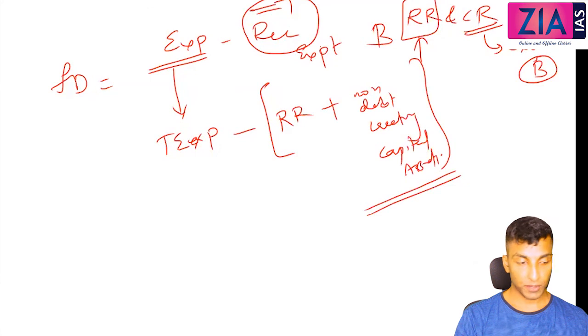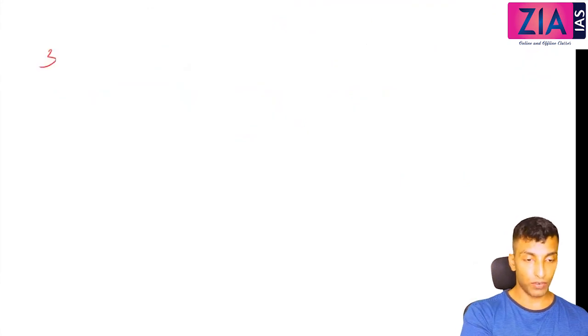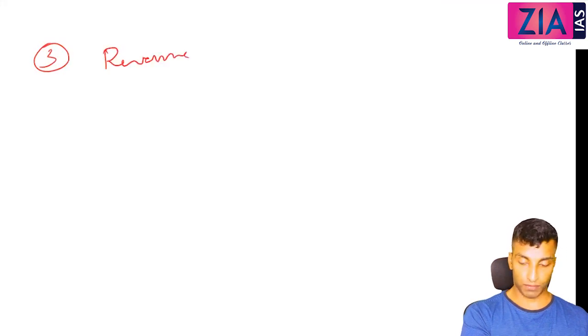Now, next concept. Third one: budget deficit we have done, fiscal deficit we have done, now revenue deficit.